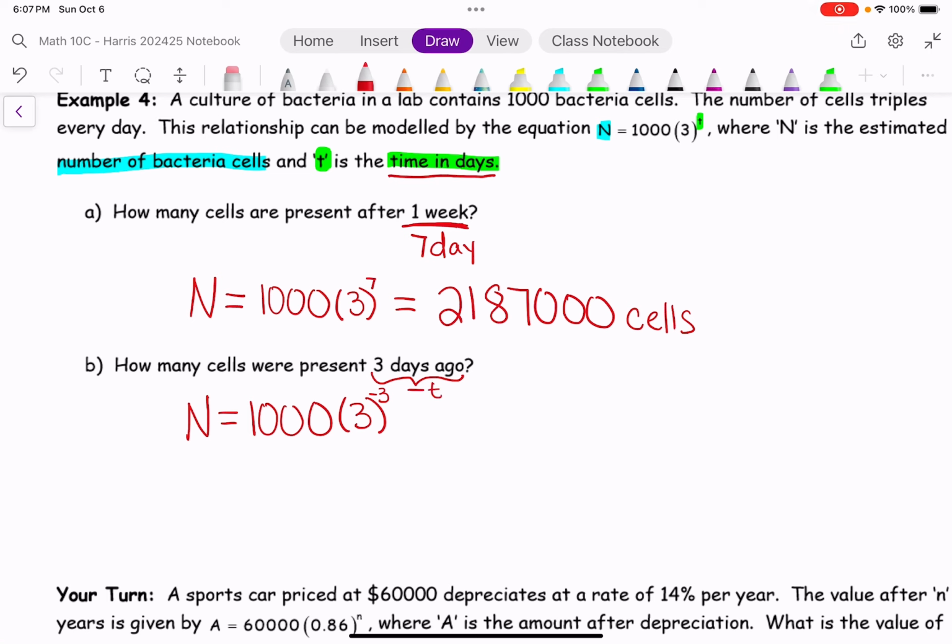Now I'm going to type this into my calculator. I'm going to have 1,000 times 3 all to the power of -3, because that's still in days. And my answer is going to be approximately, I'm going to do a wavy line because it's approximately, we're going to say 37 is what I get, 37 cells.